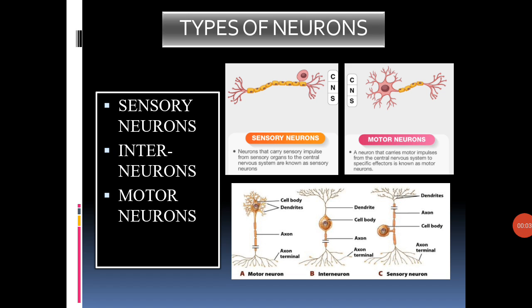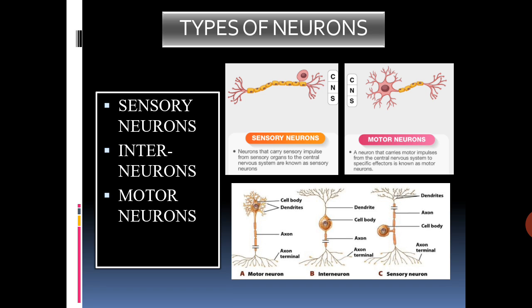Types of neurons. There are three major classes of neurons: sensory neurons, interneurons, and motor neurons. What are sensory neurons? Neurons that carry sensory impulse from sensory organs to the central nervous system are known as sensory neurons. That is, these run from the various types of stimulus receptors like touch, odor, taste, sound, vision to the central nervous system, that is the brain and spinal cord.